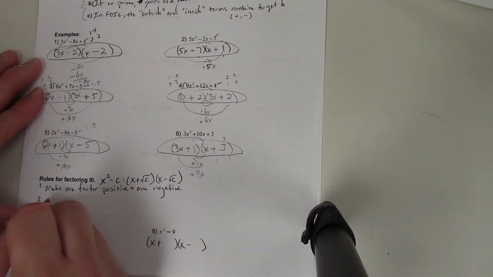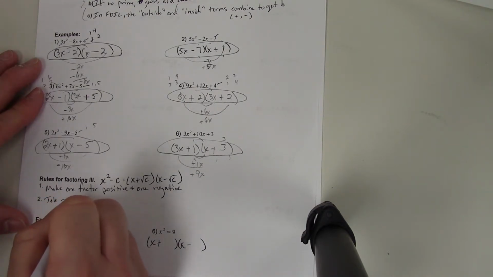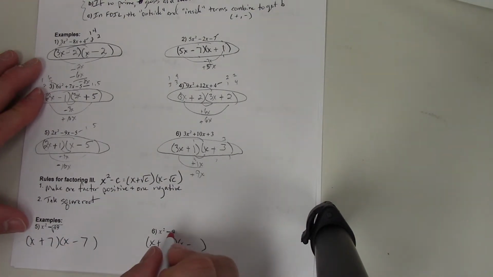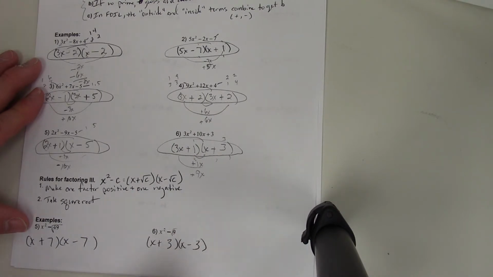And then for part 2, take the square root. And it's that easy. The square root of 49 is 7, so that's what goes there. The square root of 9 is 3, so that goes there. Again, I can check this out. x squared, negative 7x, positive 7x from this one, and negative 49. And these cancel, and it gets me back to what it is. This too. The inside and outside would cancel, leaving me with just x squared minus 9.